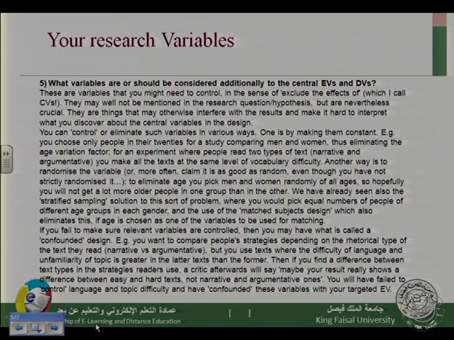So you can read the rest of it. Then you may have what is called a confounded design. You want to compare people's strategies depending. This is just more examples as you go. I don't want to go into details with them, because I think what's important for me is that you understand the dependent variables and independent variables, or what is called explained variables.